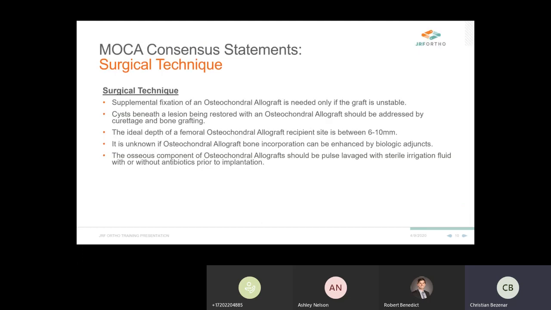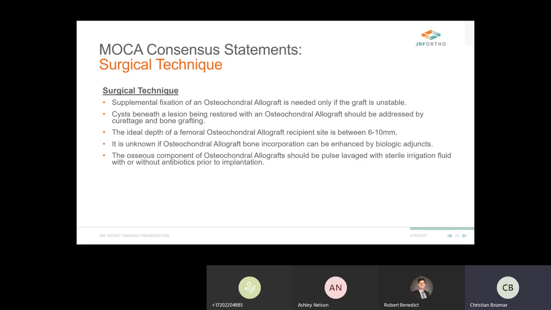Going back to the MOCA group, from a surgical technique standpoint, the consensus statements had to do with the fact that supplemental fixation of these grafts is only needed if the surgeon feels it's required. Those could be lesions that are somewhat uncontained, falling off into the notch. But typically, interference fit is more than enough to allow these grafts to be stable and to heal. If there's any cystic formation as they're creating the socket in the patient, use curettage and bone grafting to address that.